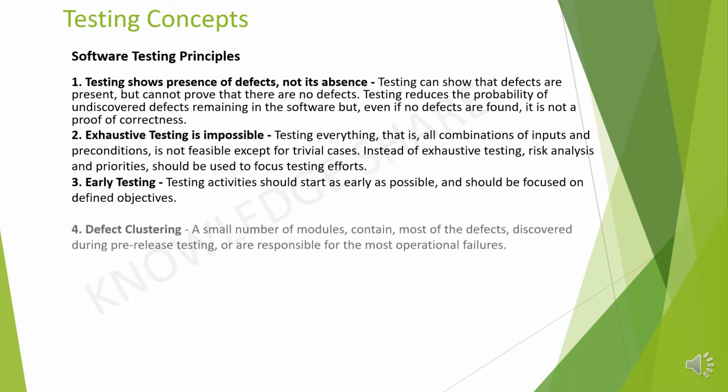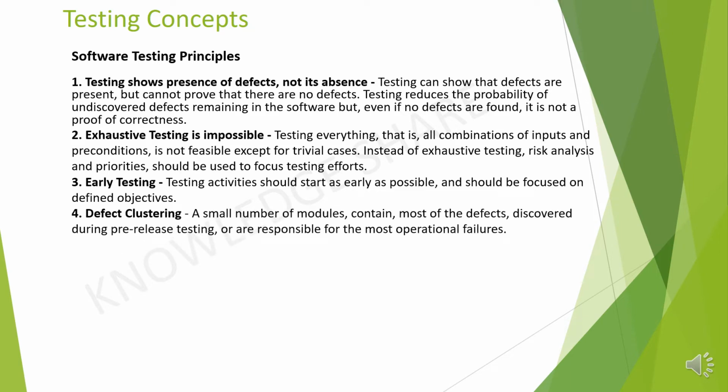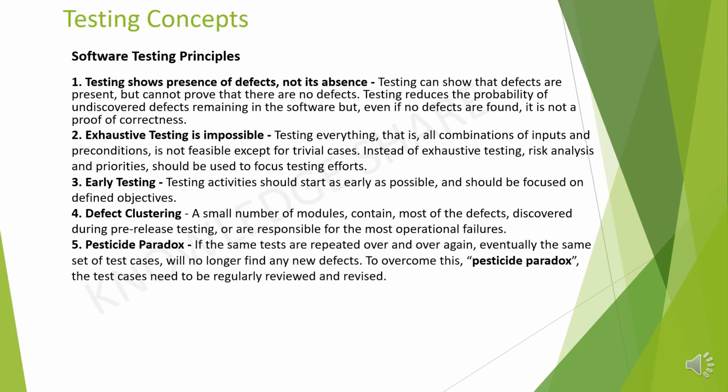Fourth principle. Defect clustering. A small number of modules contain most of the defects discovered during pre-release testing or are responsible for the most operational failures. Fifth principle. Pesticide paradox. If the same tests are repeated over and over again, eventually the same set of test cases will no longer find any new defects. To overcome this pesticide paradox, the test cases need to be regularly reviewed and revised.